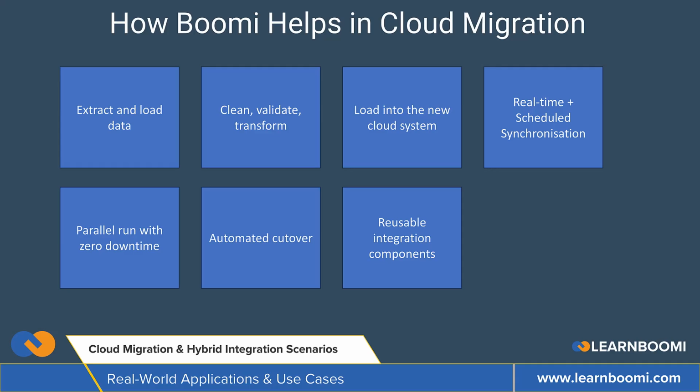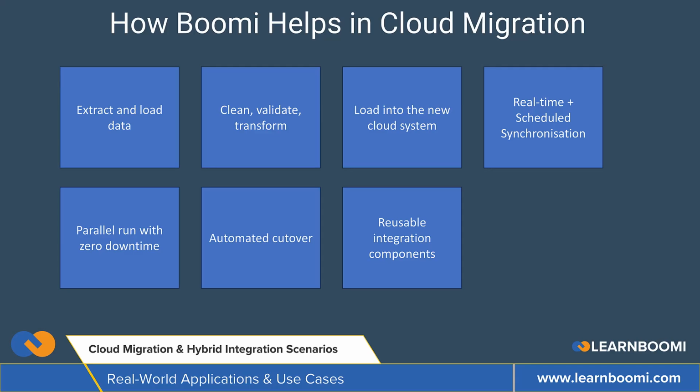Using Boomi's visual mapping and transformation features, the migration team can standardize fields, map legacy data formats, clean invalid or duplicate values, apply business rules or enrich the data. They can also load it into the new cloud system. Boomi can write into modern cloud systems such as SAP S4 HANA Cloud, NetSuite, Salesforce, Workday, AWS, Azure and GCP services, and any other with API connector support.